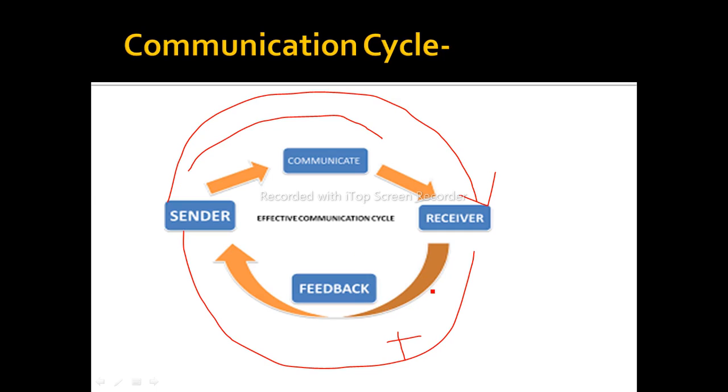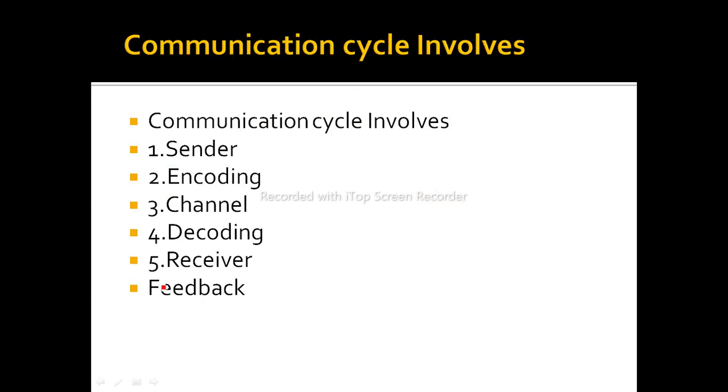On the other hand, if the receiver is not understanding, then obviously he or she will give negative feedback. Or if a sender wants to convey something and the receiver is not agreeing about that thing, that it is not correct, then it is also negative feedback. So the communication cycle involves these things: sender, encoding, channel, decoding, receiver, and feedback. We need all of these, then only our communication cycle will be completed.